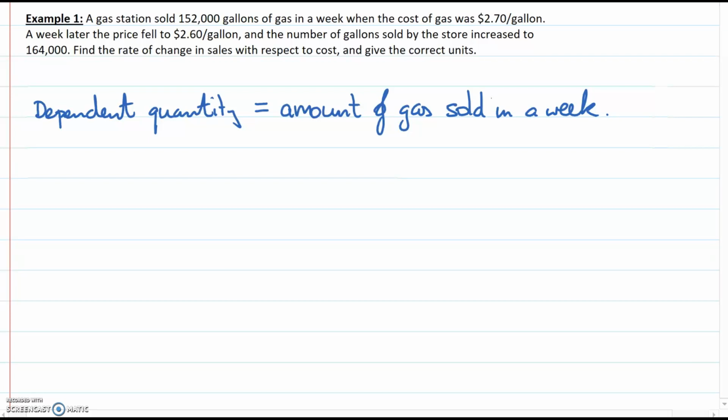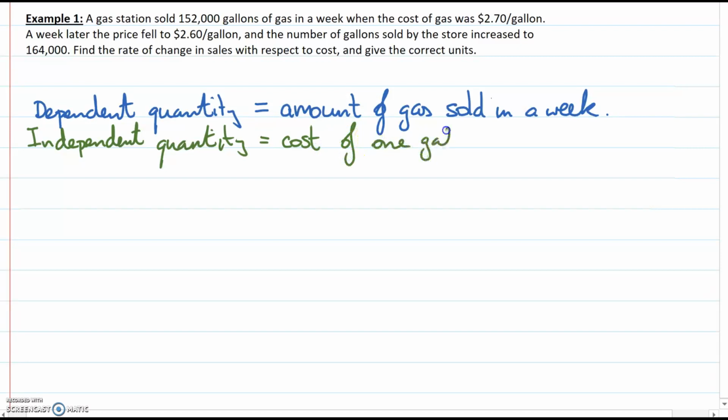We said that that seems to depend on the cost of the gas. So the independent quantity would be the cost of a gallon of gas. The amount that the gas station sells depends on the cost of a gallon. Well, the dependent quantity we usually call Y, and the independent quantity we call X.